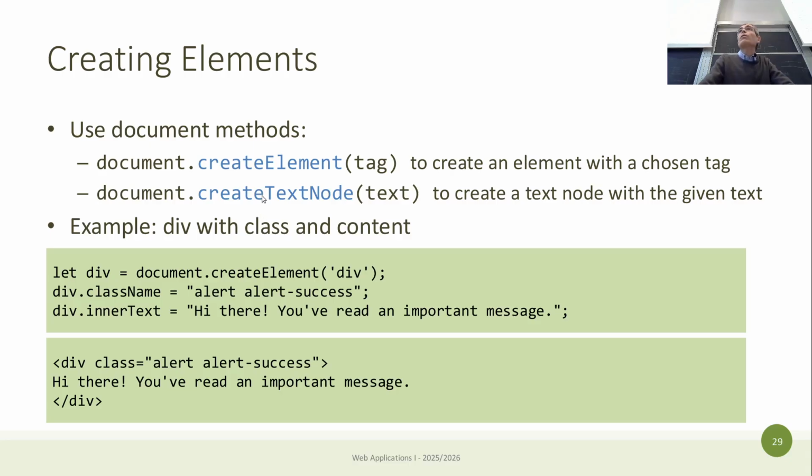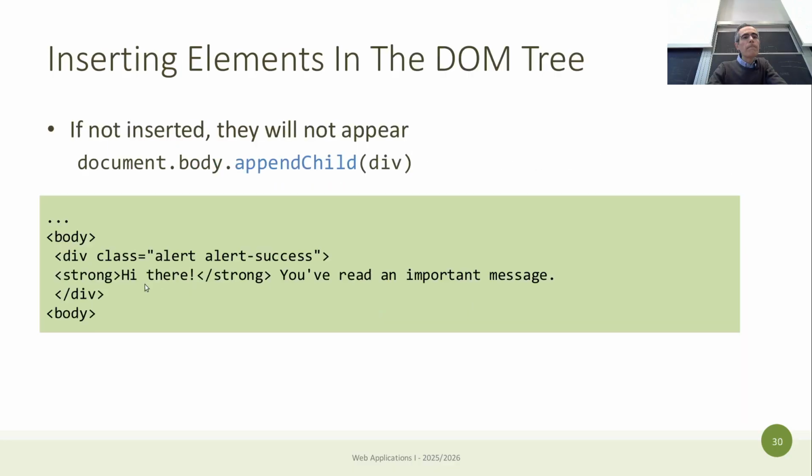You can create elements from scratch. So, we want to add something inside the DOM tree. Either we modify the HTML, or we can do it directly in JavaScript. Just create element, and create text node in case you want to have text inside the tag. Okay? So div, create element div, class name, div inner text, and that's the resulting code.